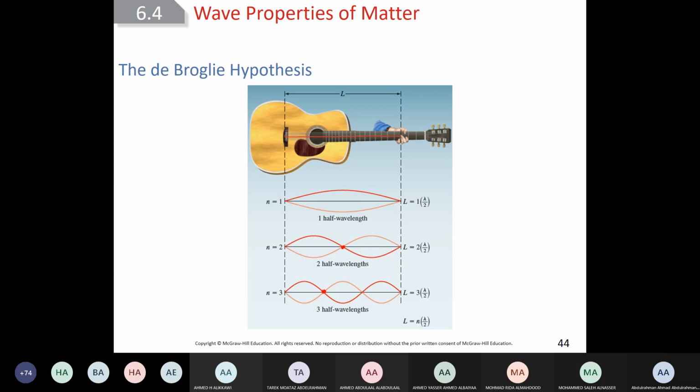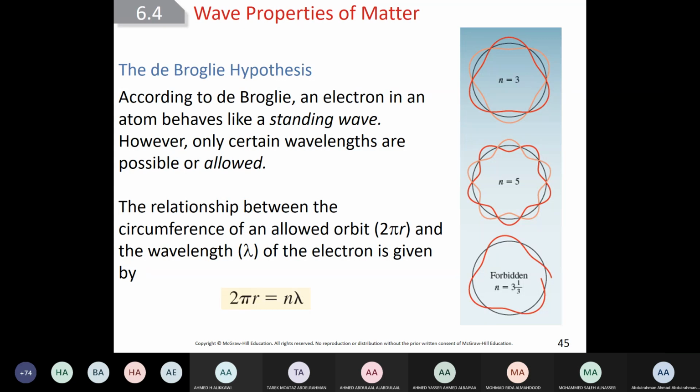So how many nodes do we have here in the first one? Don't talk about the sides, we'll talk about the middle. How many nodes do we have in the first one? 0. How about here? 1. And here? 2. Okay, and he said that the electron must be having perfect nodes.